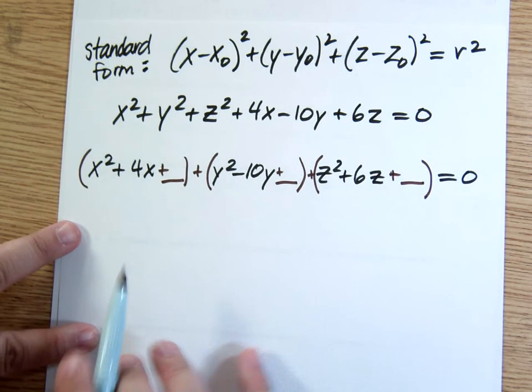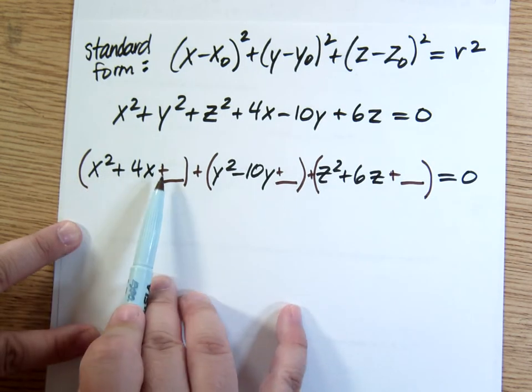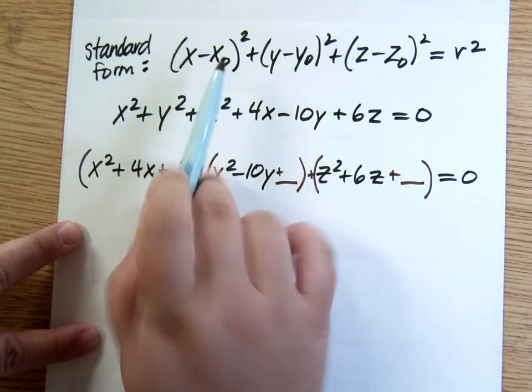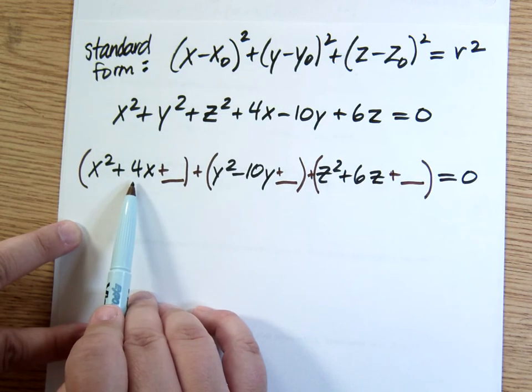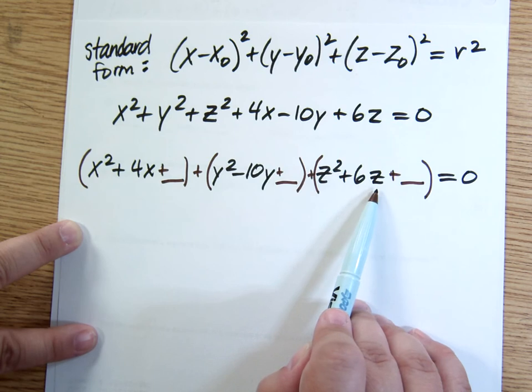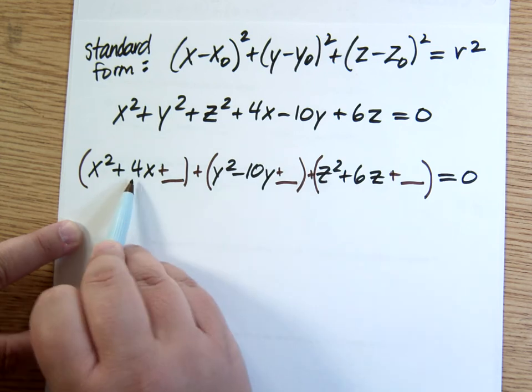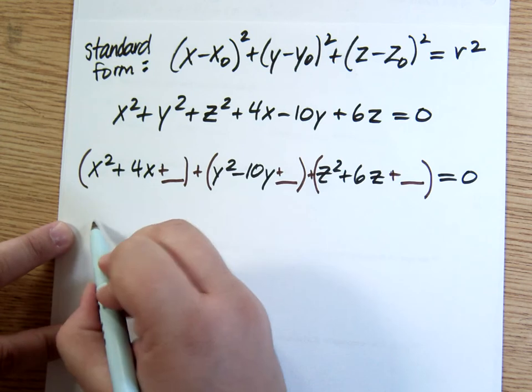Okay, I'm trying to make x plus something squared or x minus something squared, so that it looks like this. This is completing the square. So it's exactly the same thing we did with the circle. I just get to do it an extra time for z. So I'm going to look at this number, take half of it. Half of 4 is 2.